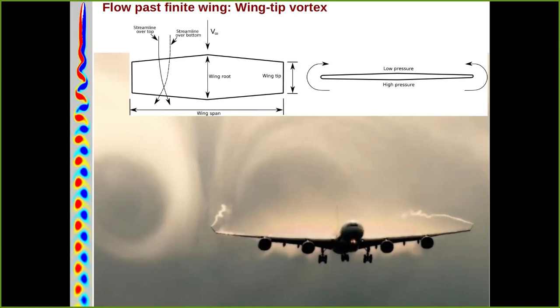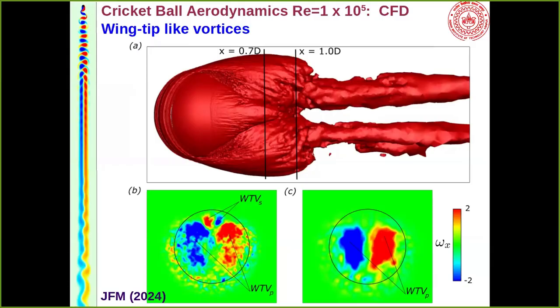Same thing should happen in a cricket ball. There is a ball, there's a seam side and there's a non-seam side, and the flow should leak because one has more suction than the other. So you should see wingtip vortices in cricket balls. And we were able to see wingtip vortices with a cricket ball.